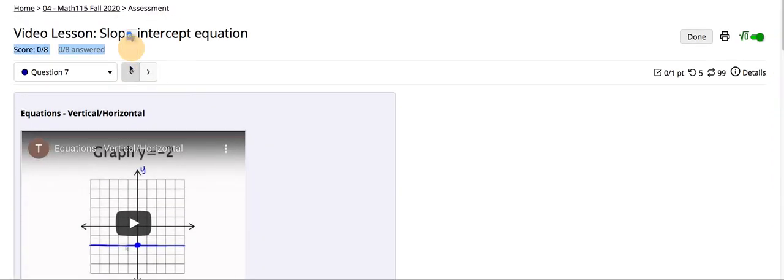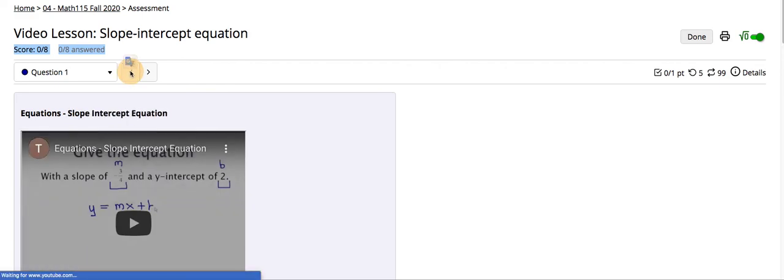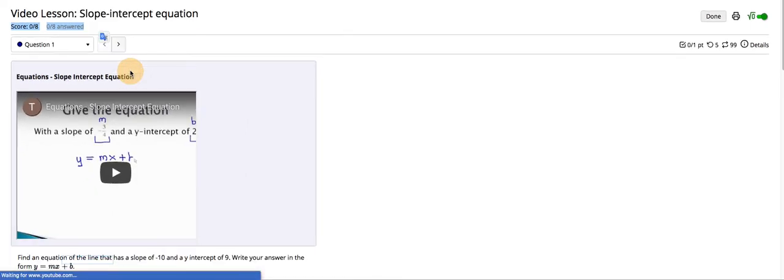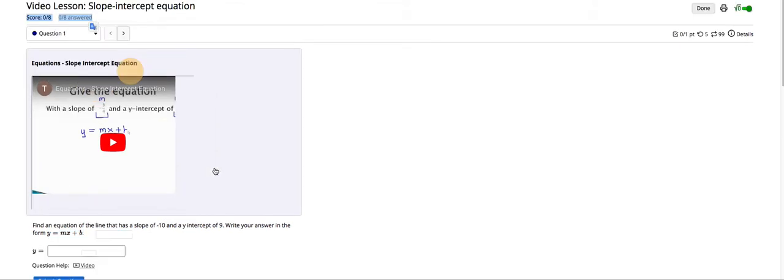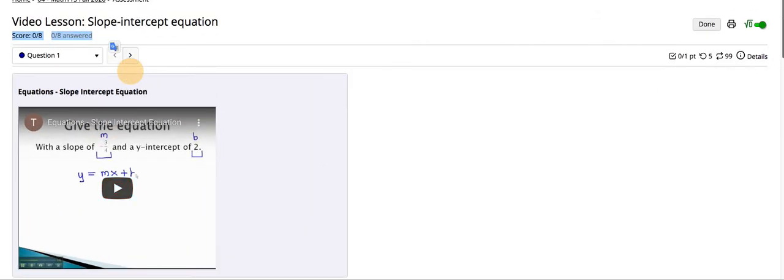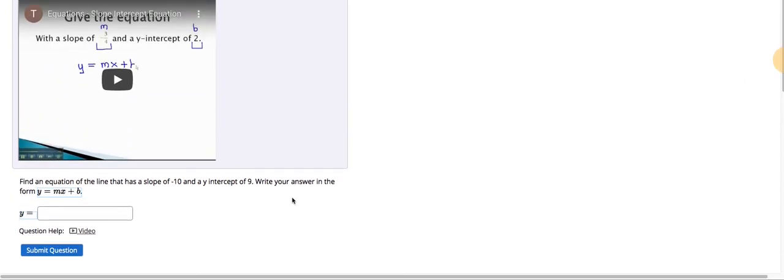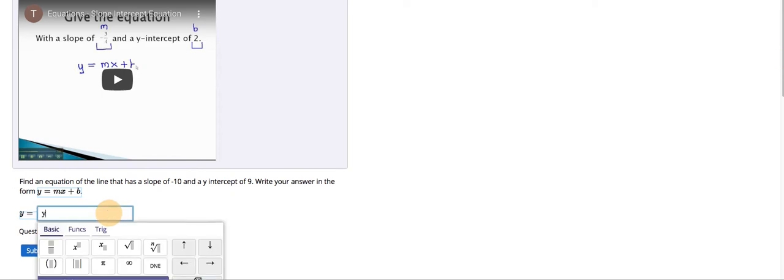Let me zoom out so I can see those at the same time that the video's on screen as well. And if you look at this, find an equation of the line that has a slope of negative 10 and a y-intercept of 9. Maybe I should get it bigger. It's a little bit too small for me. And I'm going to ignore the video portion of the screen. Well, if it has a slope of negative 10, that's easy. Then it's going to be y equals negative 10x.